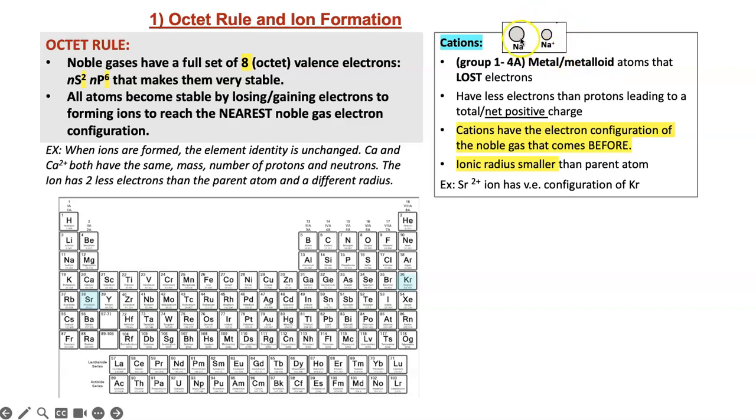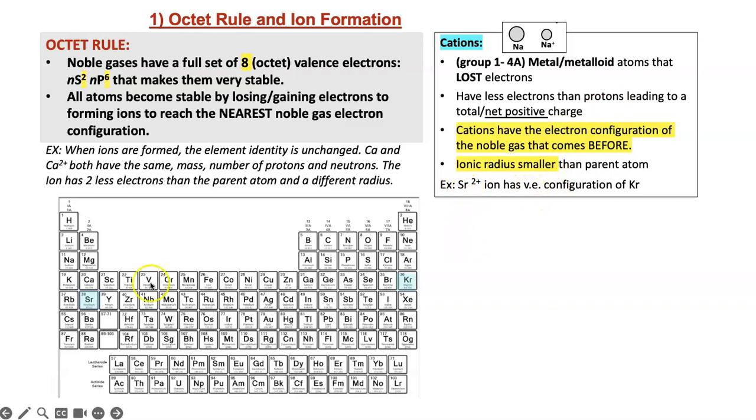So here's a figure of a sodium neutral atom. And when sodium gives up an electron, it becomes smaller, because now the nucleus can pull the remaining electrons closer to it. So it becomes smaller.